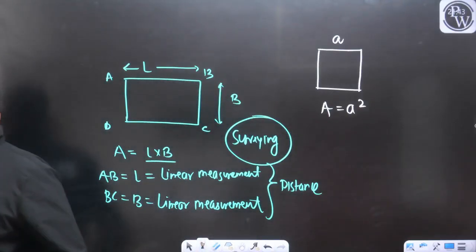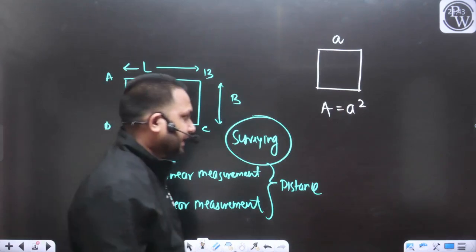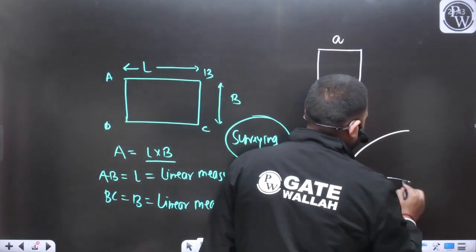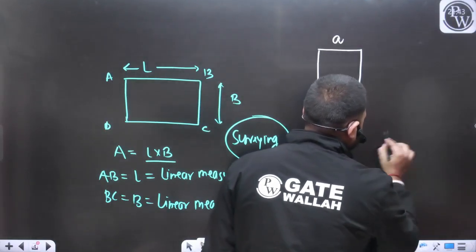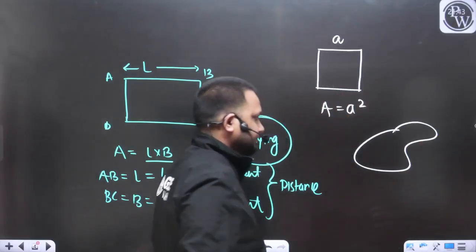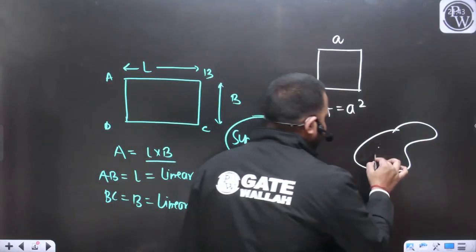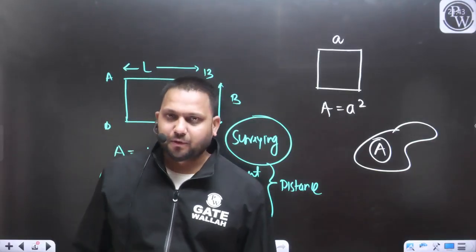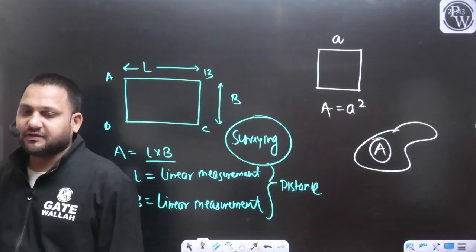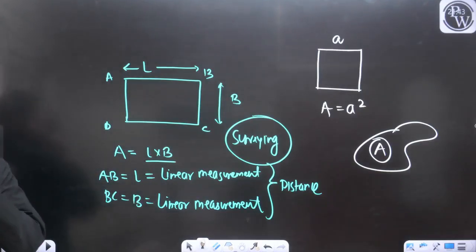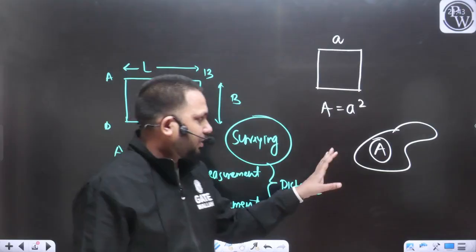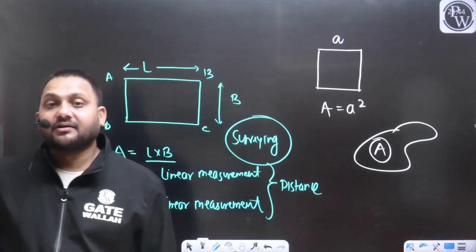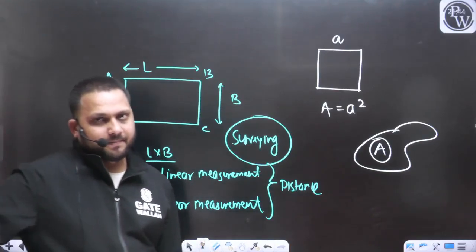But if I talk about irregular geometry, for example, there is a geometry like this. Now tell me what will be the area? Now you will definitely have some problem, yes or no? For the calculation of this area, you are definitely going to have some problem. What is the problem? Sir, this is not a regular geometry.